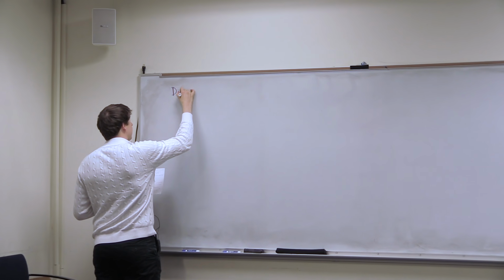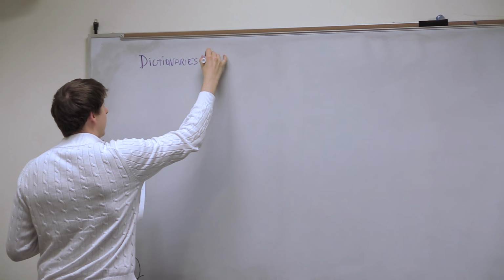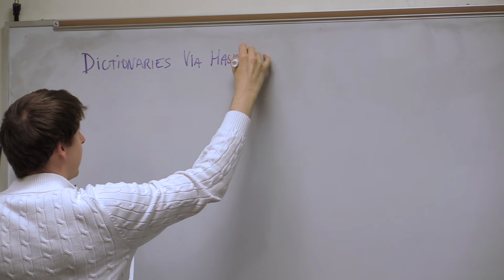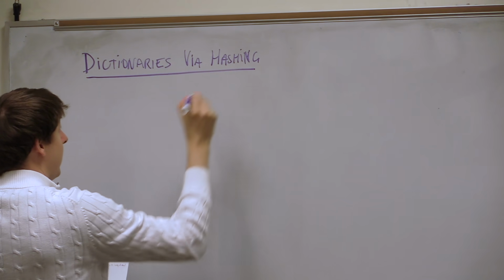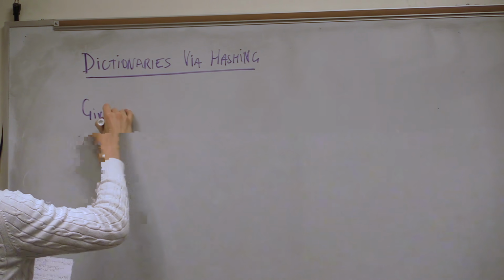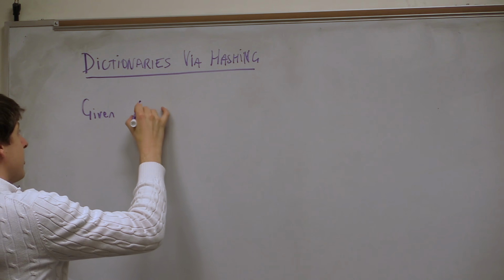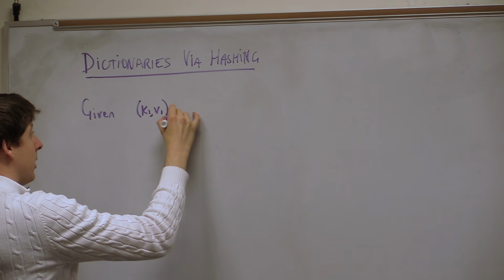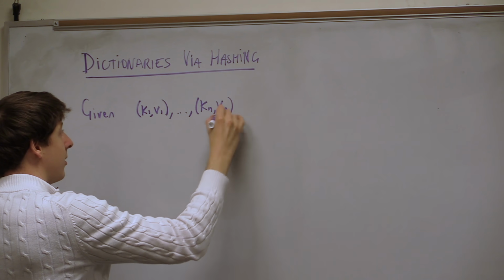So the subject of today's lecture is dictionaries via hashing. The randomness will come into this technique of hashing that I will explain shortly. So the problem statement is as follows. We're given some number of n key value pairs: key 1, value 1, up to key n, value n.